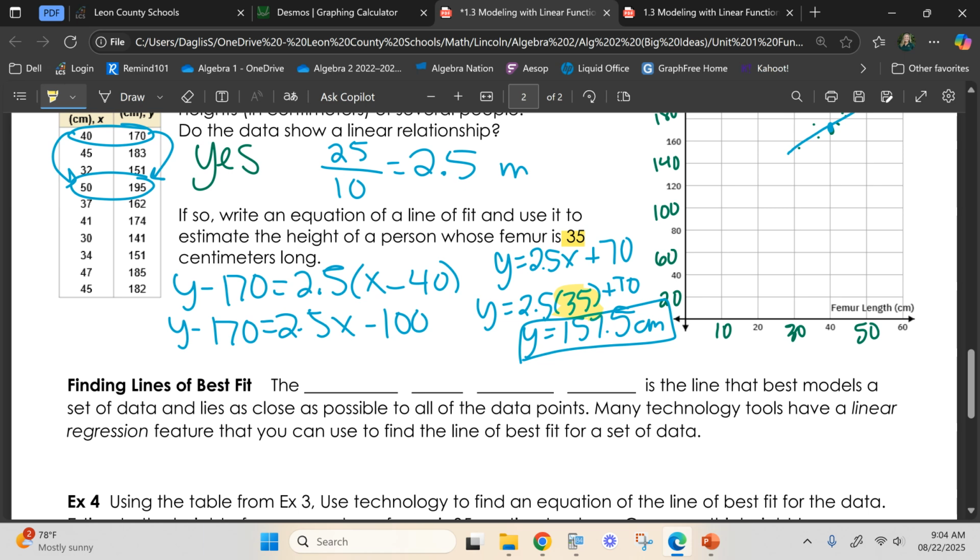From our slope. So we chose the points 40, 170 and 50, 195. So I found the difference between those 2 points specifically.